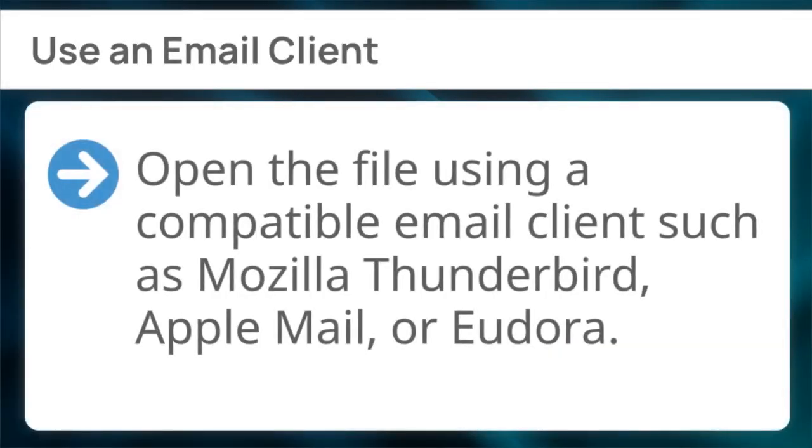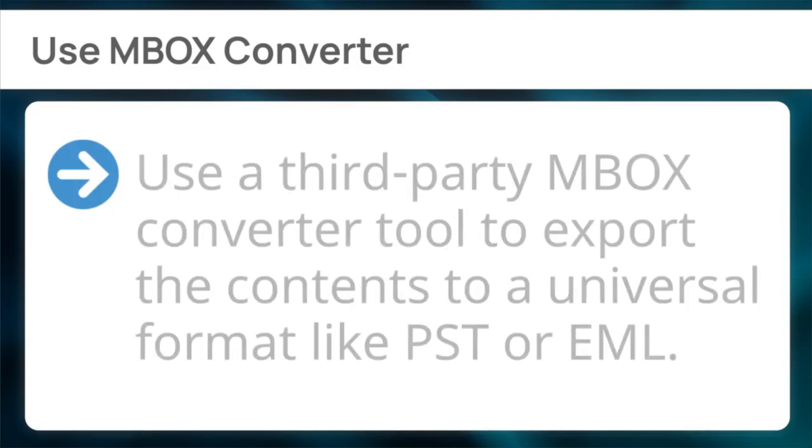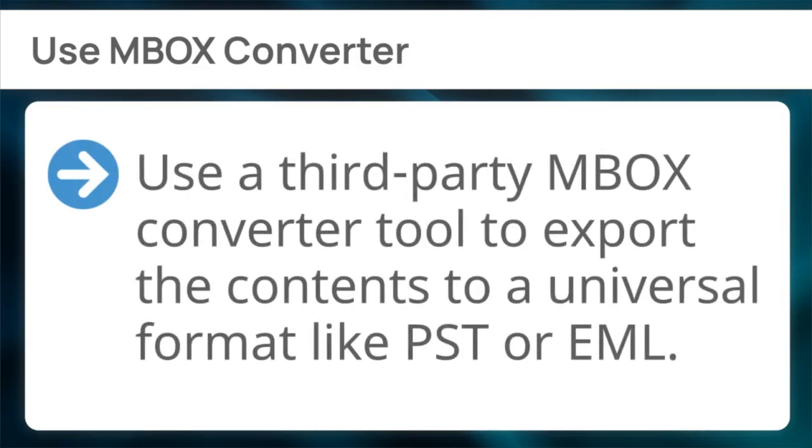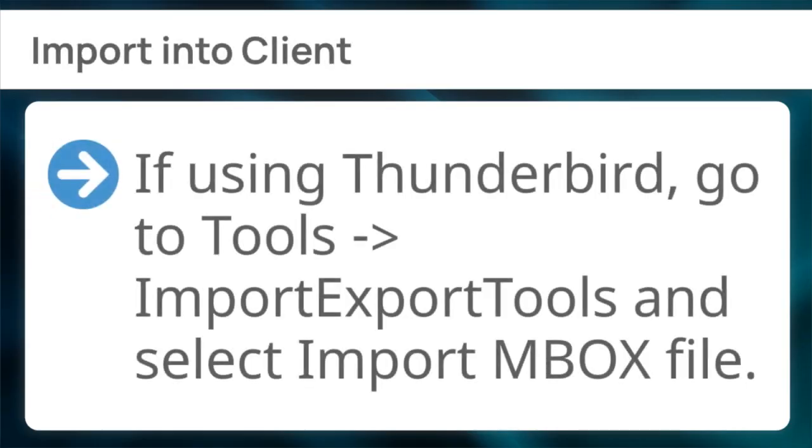Open the file using a compatible email client such as Mozilla Thunderbird, Apple Mail, or Eudora. Next, use MBOX Converter. Use a third-party MBOX Converter tool to export the contents to a universal format like PST or EML. Finally, import into client. If using Thunderbird, go to Tools, Import/Export Tools, and select Import MBOX File.